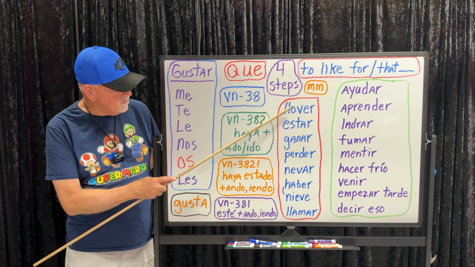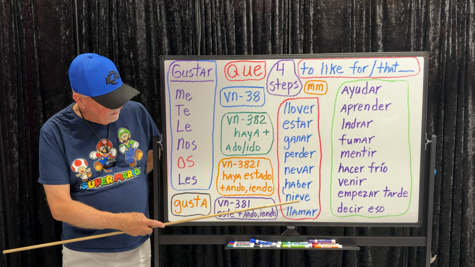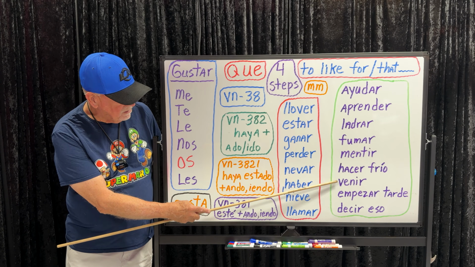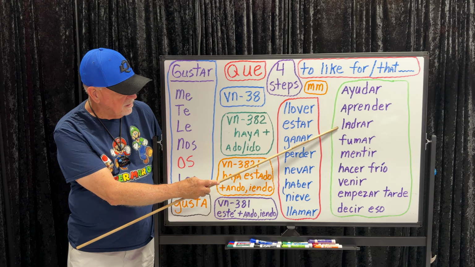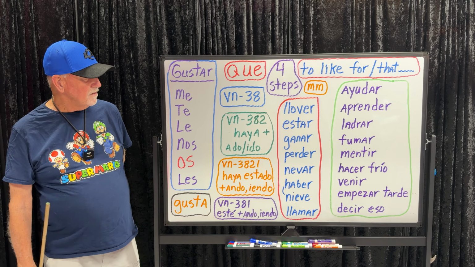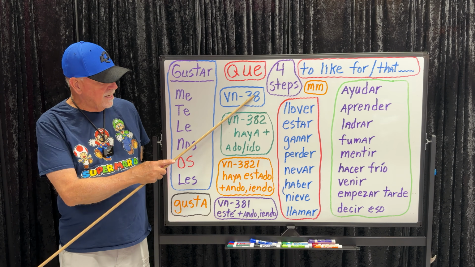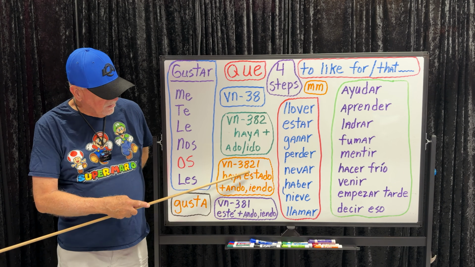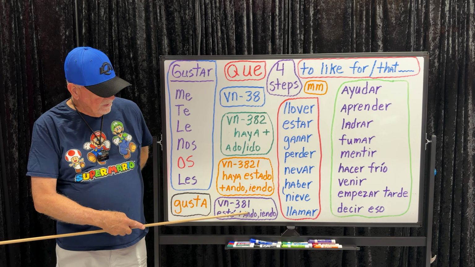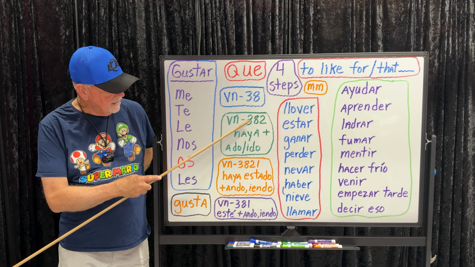Now, our verbs that we have here are pretty common. Llover, estar, ganar, perder, nevar, haber nieve, llamar. Decir eso, empezar tarde, venir, hacer frío, mentir, fumar, ladrar, aprender, ayudar. I would bet you know most of them, if not all, by now. Okay, so let's practice. Notice that crazy 8s. The 8s are here. In all 4 verb conjugations, we'll choose one for each example, but we'll use all 4 clusters. Notice that 8 is in each of them.